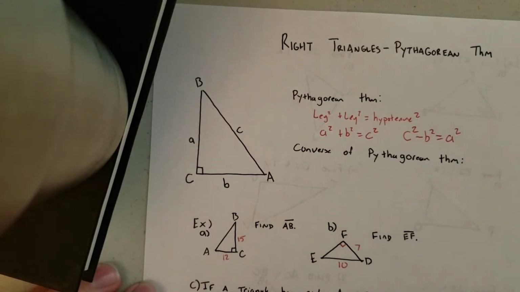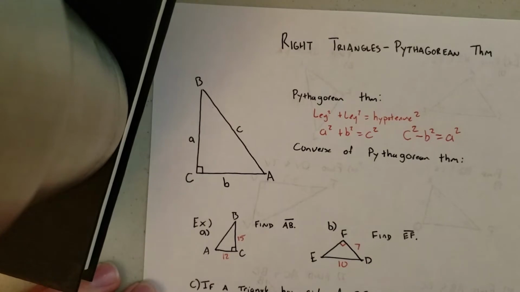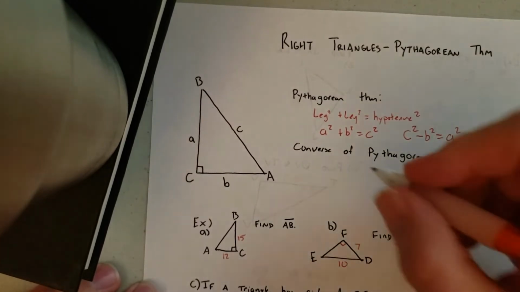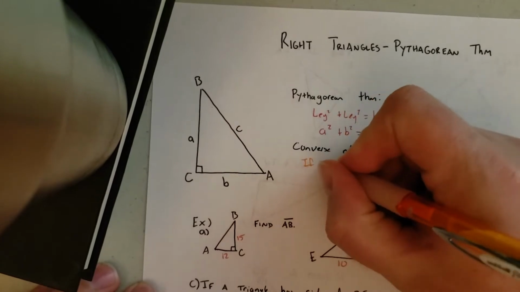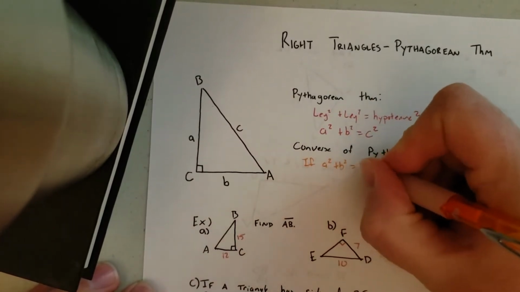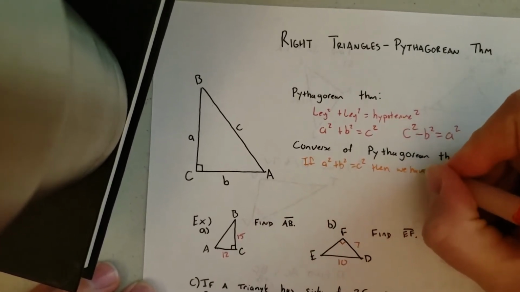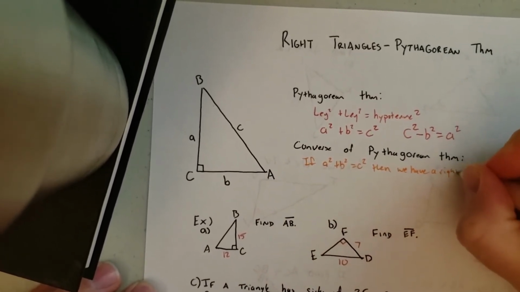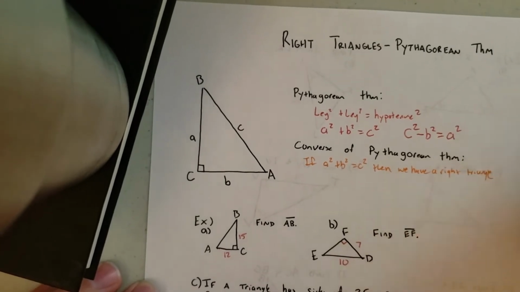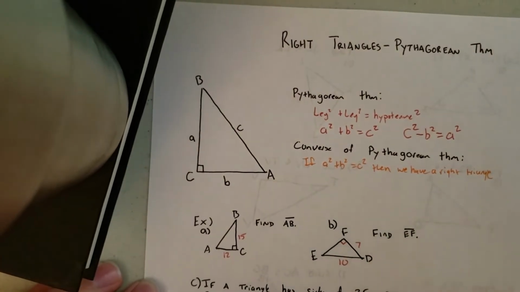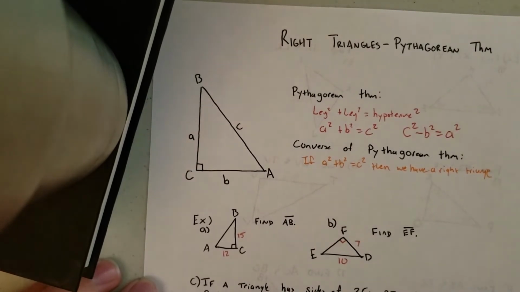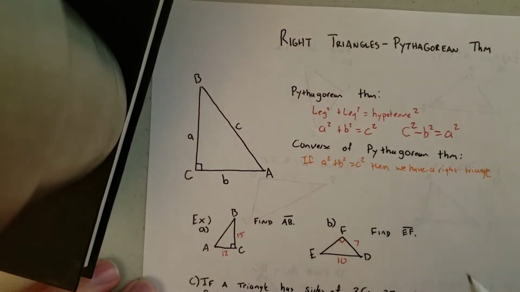Okay, so next we have the converse of the Pythagorean theorem. What the converse is, if we're told the last part, if a squared plus b squared equals c squared, then we have a right triangle. So that is our converse. So I'm given three sides, and we have to find out if the three sides satisfy the Pythagorean theorem, then it is going to be a right triangle.